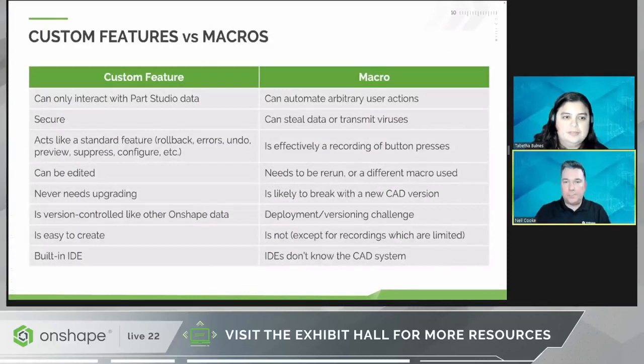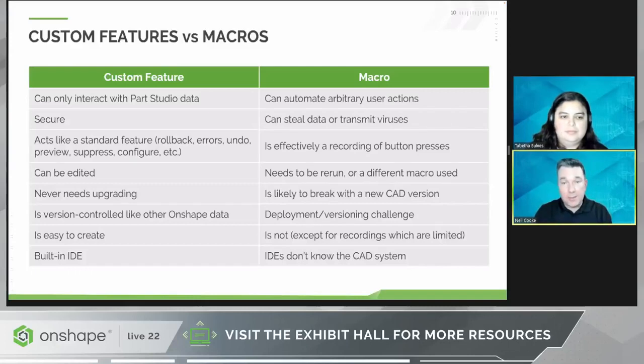Okay, thanks, Tabetha. It's worthwhile summarizing the differences between custom features in Onshape and a typical macro in a file-based CAD system, just so I can emphasize why custom features are so powerful and why companies like Garrett have come to rely on them. Custom features can only interact with Part Studio data, which makes them very secure. Macros, on the other hand, just record user actions, but can also access the internet and your local hard drive, so you can never really trust a macro created by a third party. It could be stealing data or transmitting viruses.